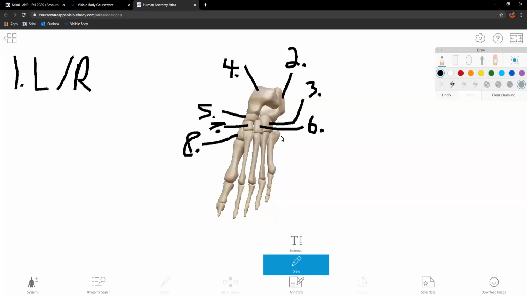All right, and then this guy right here, the whole bone itself is called what? That will be for number 9. And then this portion will be number 10. This portion will be 11. And then this portion will be 12.